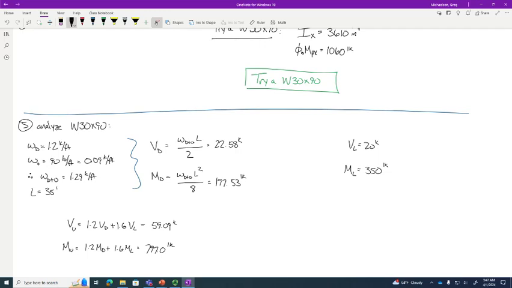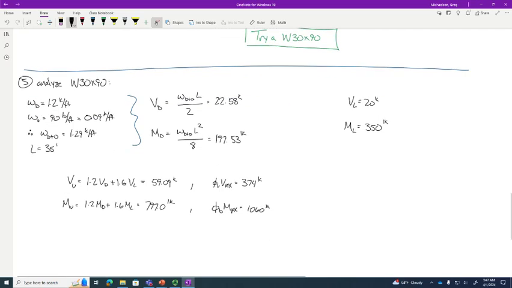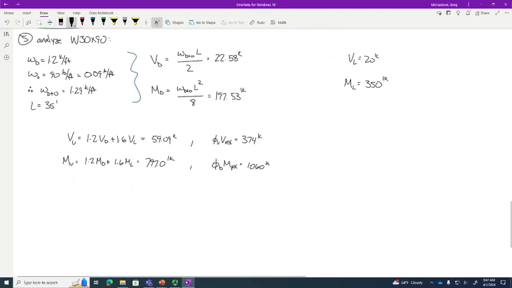Now, when you look up the PMP for the W30 by 90, again, we get 1060. And then the PVN for the W30 by 90, again, it's pretty big. It's like 374. So again, are we good from a capacity standpoint? I mean, you tell me, are we good? Yeah. The only thing left to do is maybe check deflections.